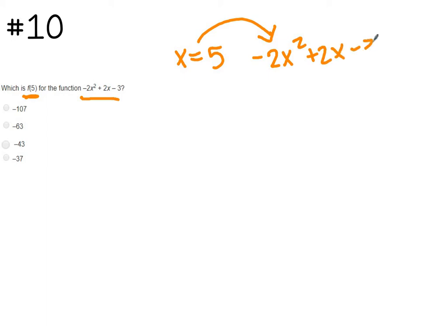On number 10, again, all we are doing is this notation is telling me that if x is equal to 5 and you plug it into your equation of negative 2x squared plus 2x minus 3, what y value would I get? In this case, you can do this 2 different ways. You can graph this in Desmos.